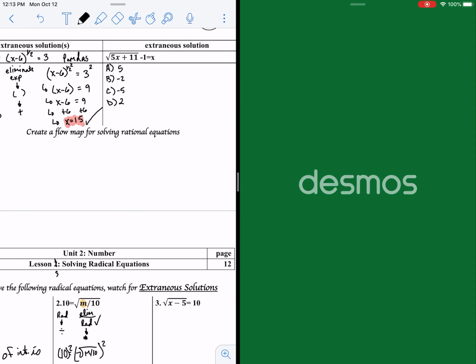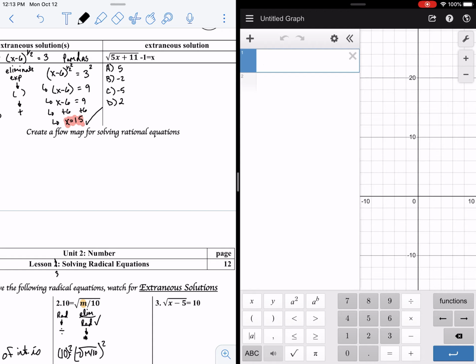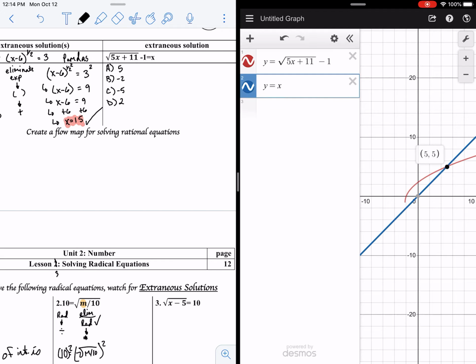pull up Desmos, go y equals square root 5x, type what you have on the left side of the equal sign. And then go y equals x, type what you have on the right side. Your answer is the x value where your graphs intersect. If the graphs do not intersect at the given values, then it would be said to be an extraneous solution, or basically it doesn't work.